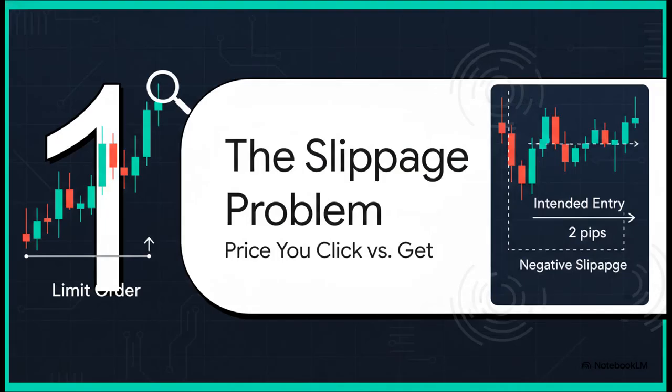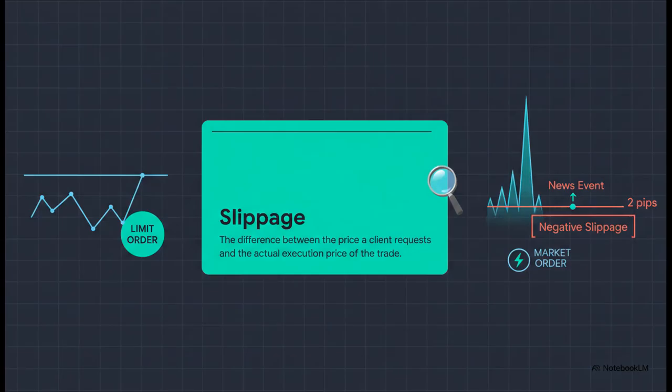All right, let's start with the main event. This is the core issue that every single trader, every single one, has to deal with. It's that classic battle between what you expect and what you actually get. The official name for this phenomenon is slippage. Now, it's really important you understand this. Slippage is not an error. It's not your broker trying to pull a fast one. It is a completely normal, natural feature of a live, breathing market. It's just the difference between the price you asked for and the price the market was able to give you.